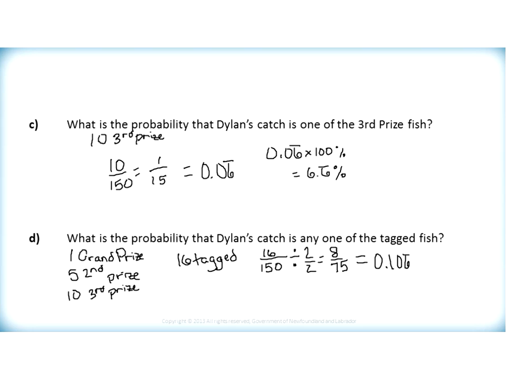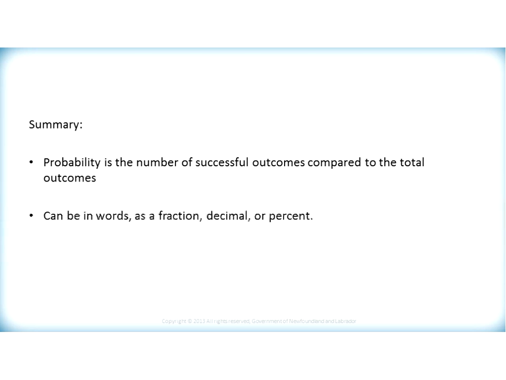And as a percentage, we take that number, 0.106 with the 6 repeating, times 100, and it's in units percent, and that gives us a 10.66 repeating percent chance that Dylan will catch any one of the tagged fish that are available. So once again, to summarize, probability is the number of successful outcomes compared to the total number of outcomes. And we can do this in words, as a fraction, a decimal, or a percent.